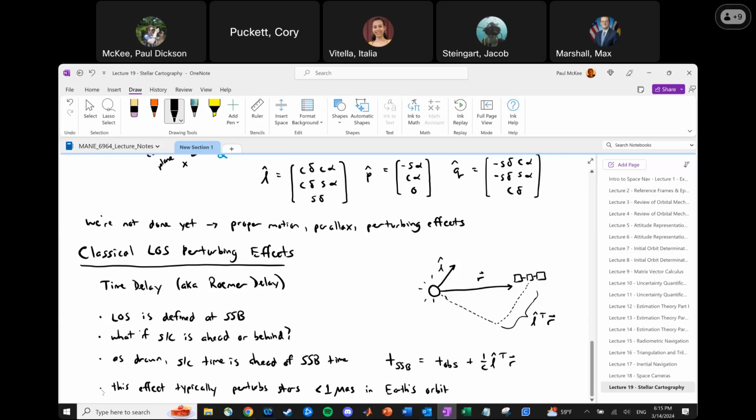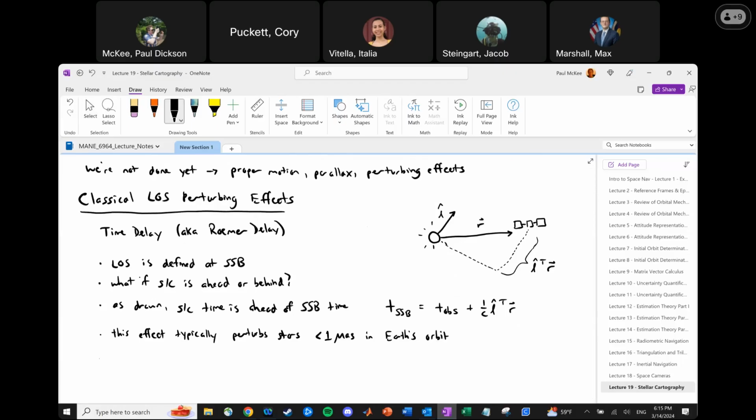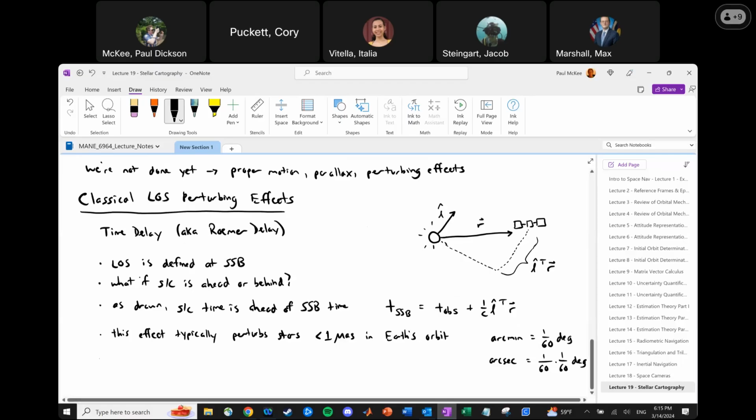And then just a quick aside. An arc minute is 1/60th of a degree. An arc second is 1/60th of 1/60th of 1 degree. This is often abbreviated as AS. A micro arc second is, what's that? 1 times 10 to the negative 6th times 1/60th times 1/60th times a degree.